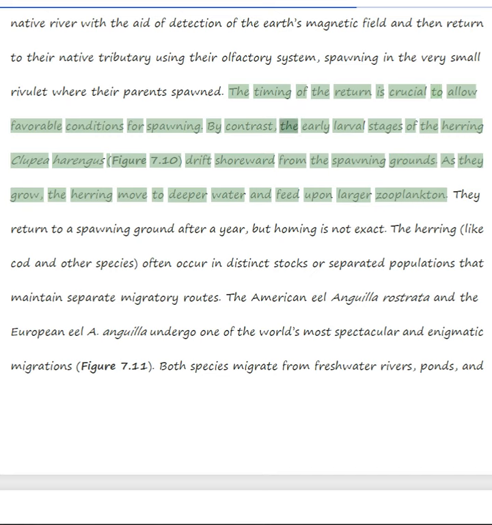By contrast, the early larval stages of the herring Clupea harengus drift shoreward from the spawning grounds. As they grow, the herring move to deeper water and feed upon larger zooplankton.